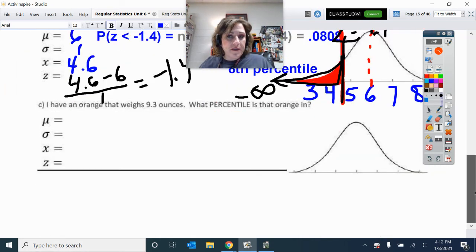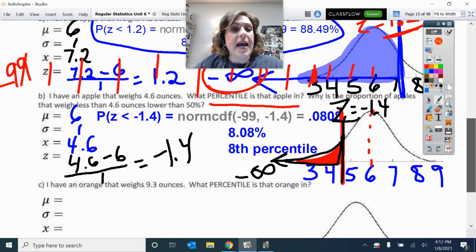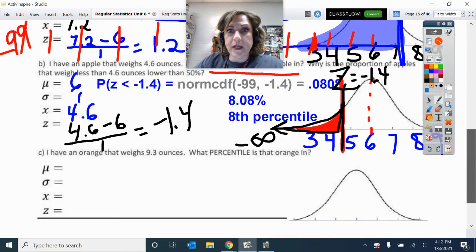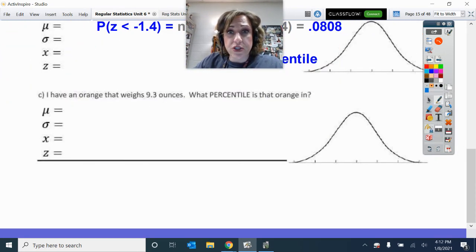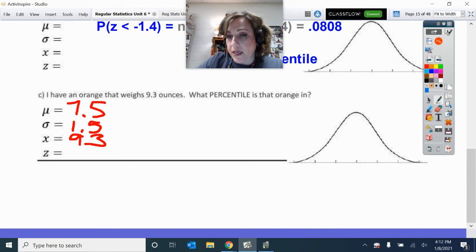All right, so let me let you try this one right here on your own. Go ahead and pause and see how you can do on that one. Go. Oh, this one's orange. So what is that doing? If it's orange, we now have a different mean and a different standard deviation. So let's remember that. The mean is 7.5. The standard deviation is 1.5. And we want to know if the orange weighs 9.3 or less.